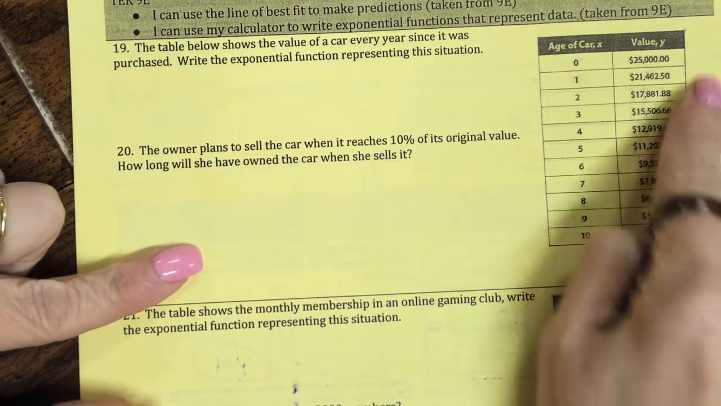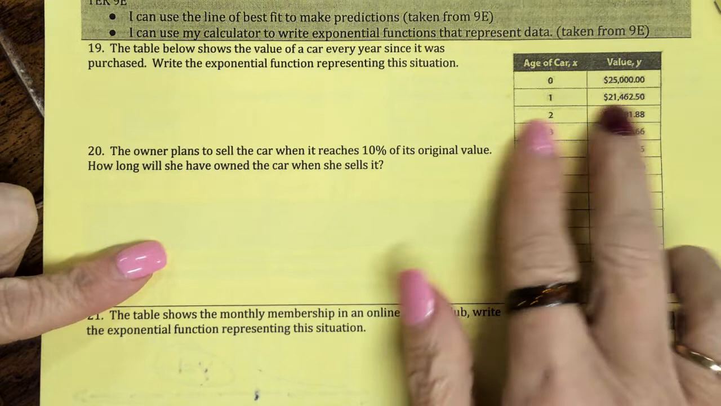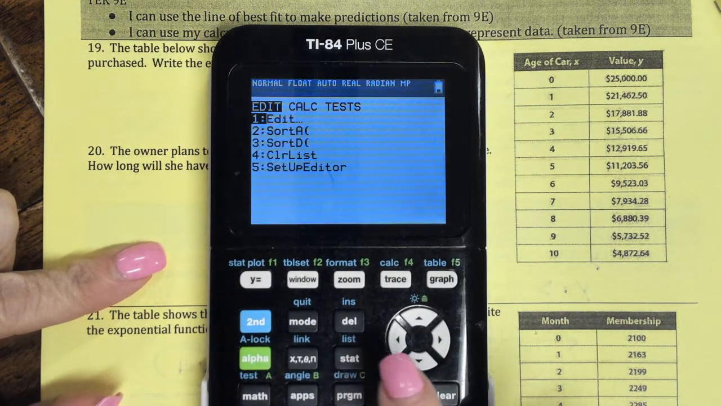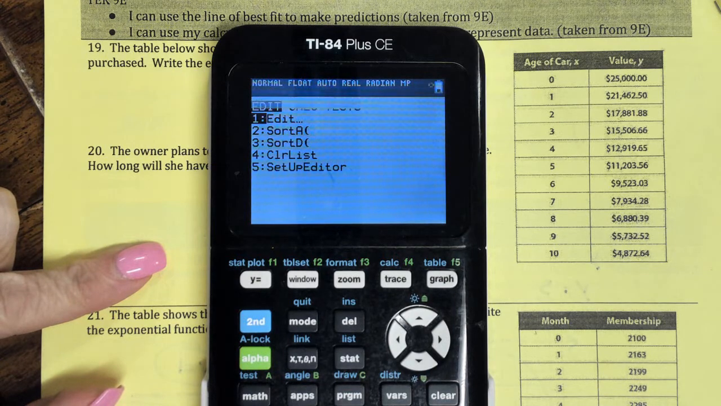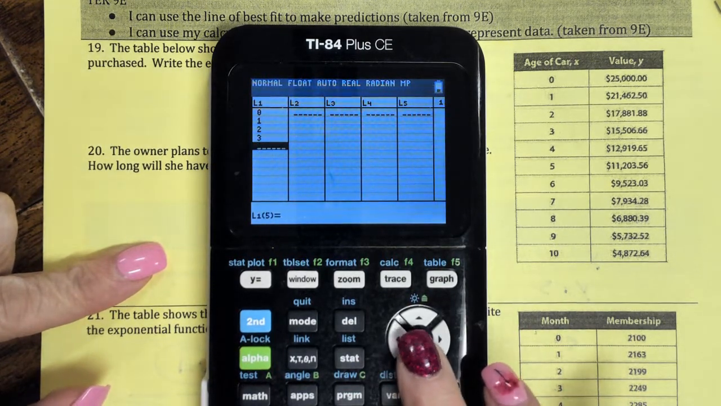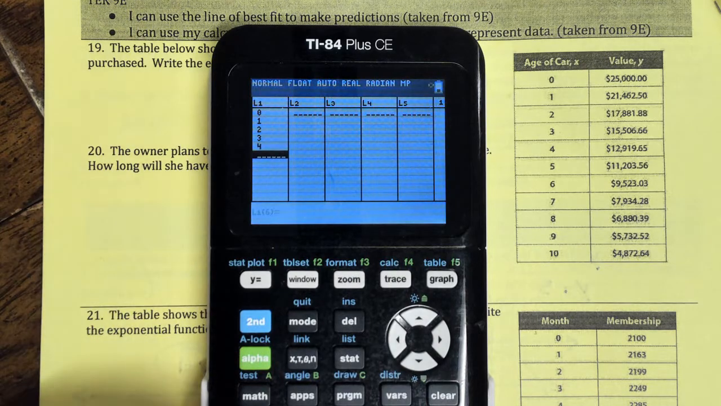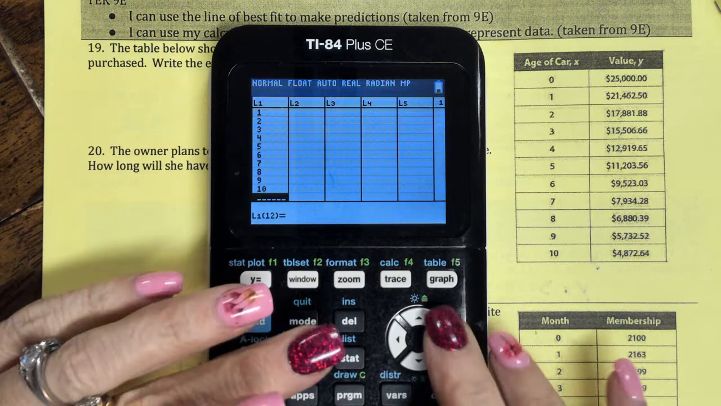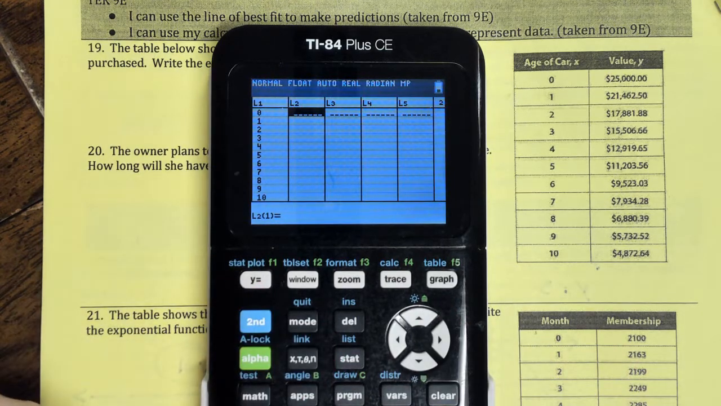You are going to take this and put it into your calculator, every bit of it. Where do I go, Mrs. Dean? I'm so confused. Go to Stat, Edit, hit Enter. Okay, I've already got 0, 1, 2, 3. I'm going to keep going: 4, 5, 6, 7, 8, 9, 10. Can you do it too? Or you can just watch me.